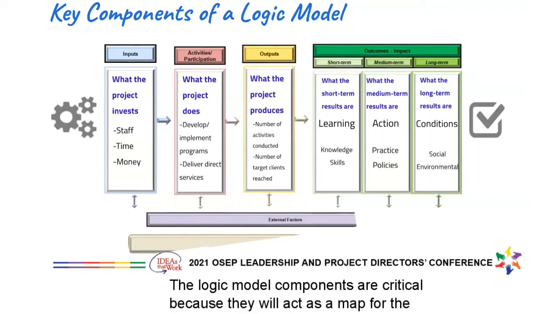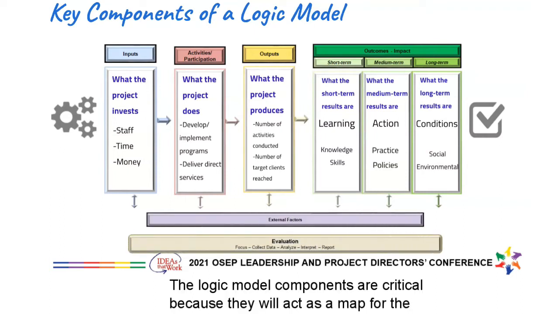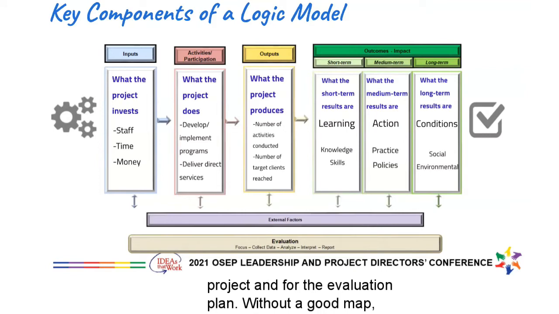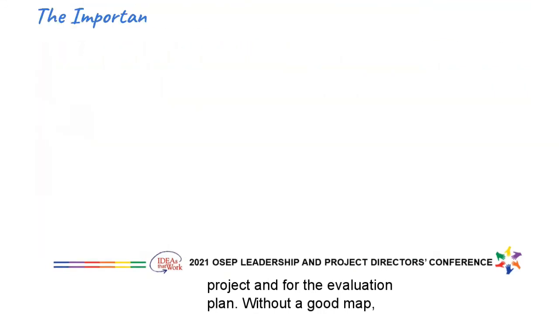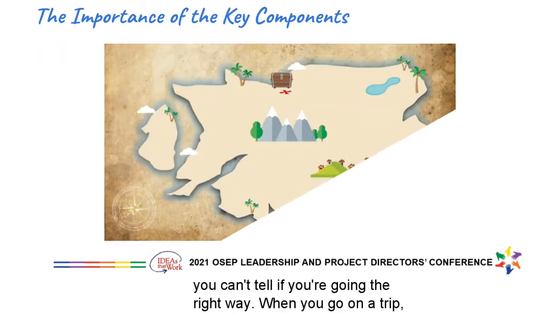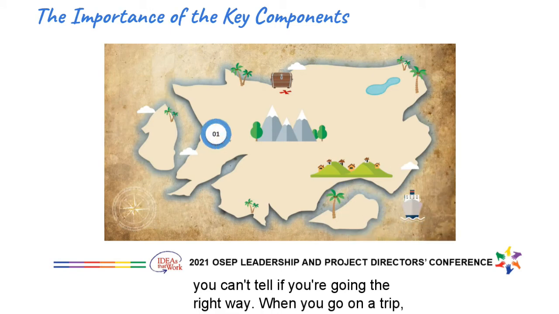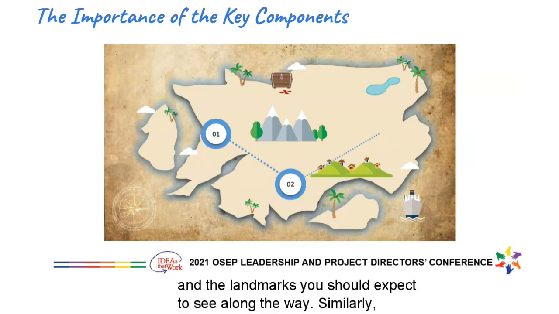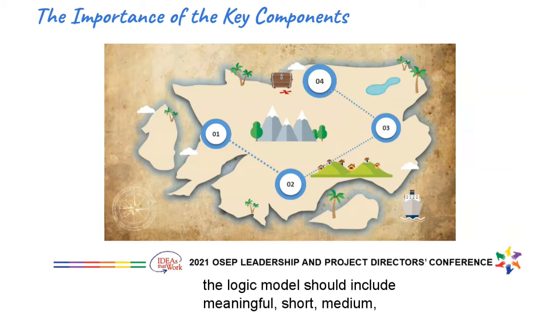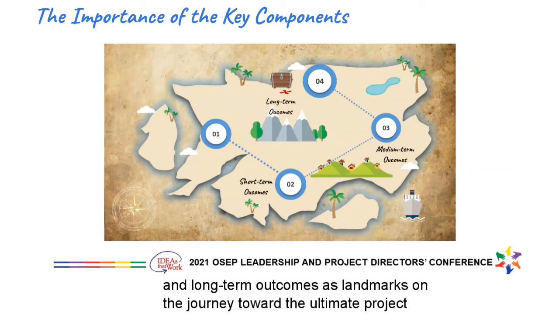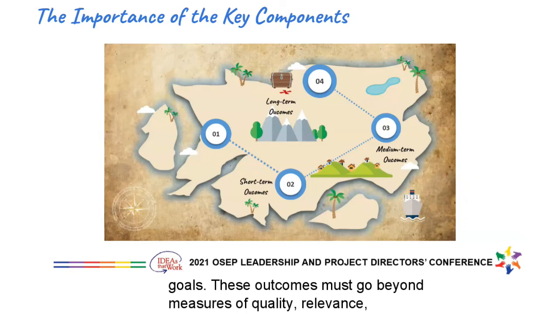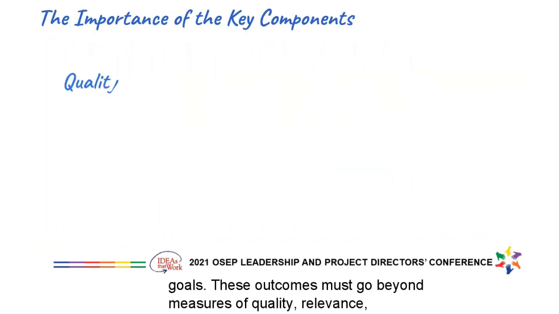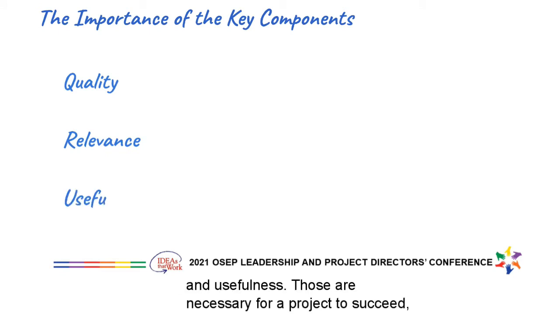The logic model components are critical because they will act as a map for the project and for the evaluation plan. Without a good map, you can't tell if you're going the right way. When you go on a trip, you need to know the direction you should head in, what roads to take, and the landmarks you should expect to see along the way. Similarly, the logic model should include meaningful short, medium, and long-term outcomes as landmarks on the journey toward the ultimate project goals. These outcomes must go beyond measures of quality, relevance, and usefulness.